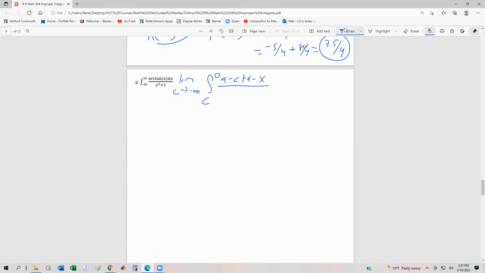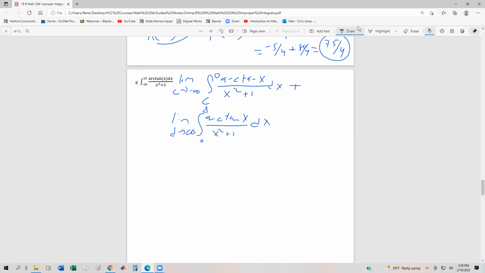So arctan x over x squared plus 1 dx, plus the limit as d approaches infinity of arctan x over x squared plus 1, integral from 0 to d dx. Okay, so notice what I did there. I just broke it up into two separate integrals using some sort of value that's in between.